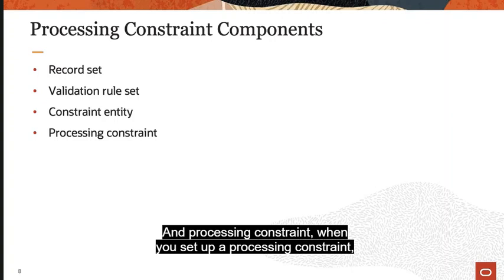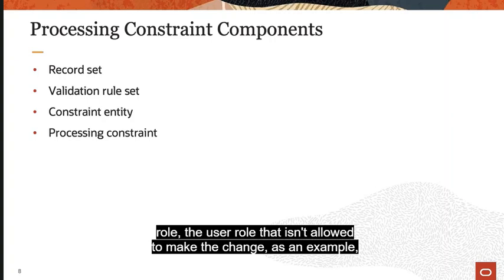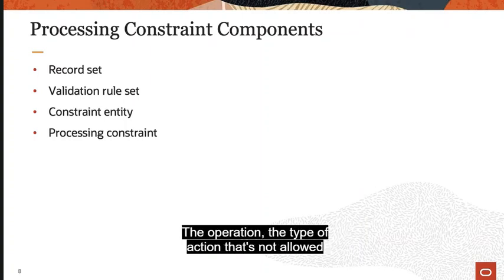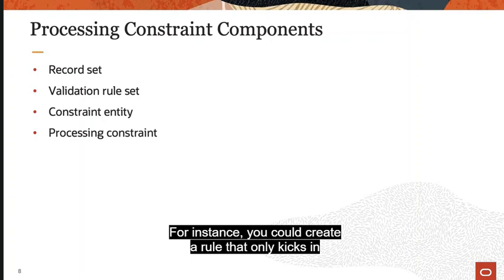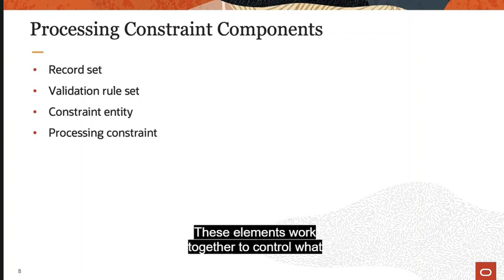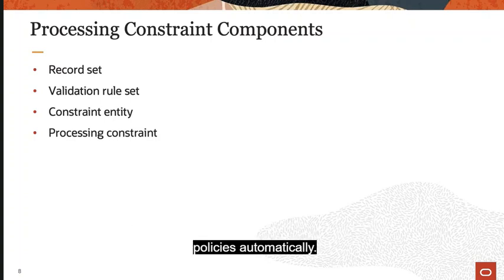And processing constraint. When you set up a processing constraint, you'll define the following. Role. The user role that isn't allowed to make the change. As an example, stopping order managers from editing orders past a certain process step. The operation. The type of action that's not allowed, like create, update, cancel, split, delete, submit, or validate. And condition. This is the criteria that must be met for the constraint to apply. For instance, you could create a rule that only kicks in if an order is already booked. These elements work together to control what changes are allowed in order management and help enforce your business policies automatically.